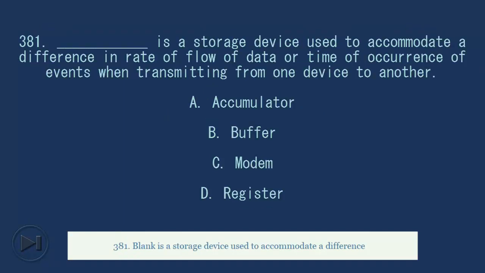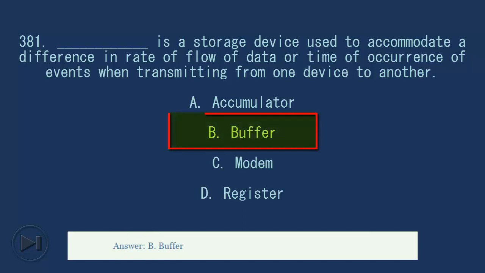381. Blank is a storage device used to accommodate a difference in rate of flow of data or time of occurrence of events when transmitting from one device to another. A. Accumulator. B. Buffer. C. Modem. D. Register. Answer: B. Buffer.